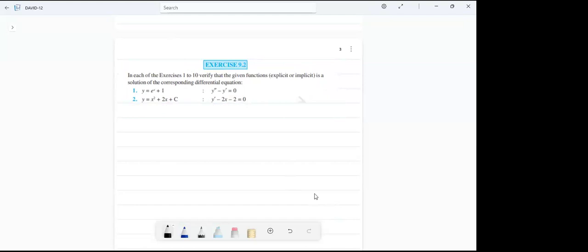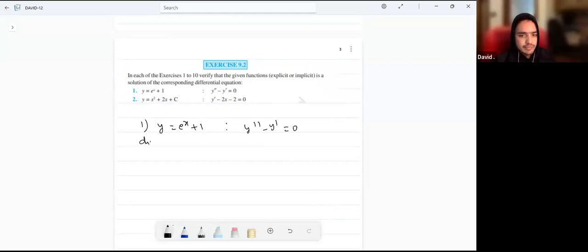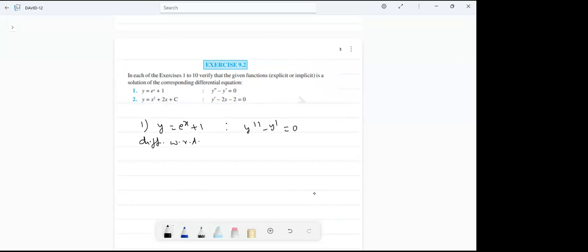In each of the exercises 1 to 10, verify. Okay, the question has already been read. So question number 1 is y equals e to the power x plus 1, and we have to verify that this is the solution for y double dash minus y dash equals 0. So what do we do? Differentiating with respect to x, we have dy over dx, and e to the power x is e to the power x itself. Let's take it as equation 1.